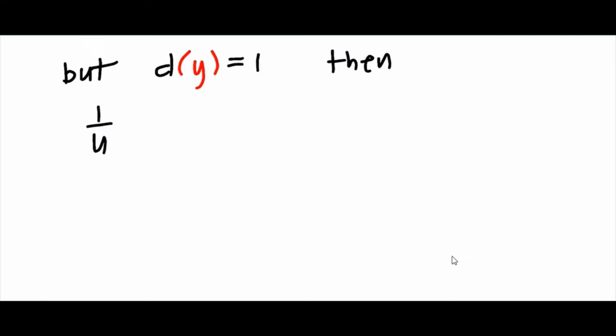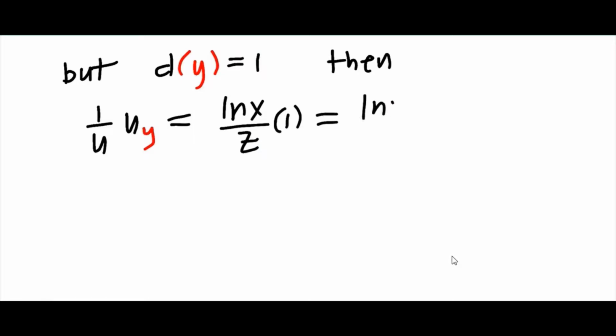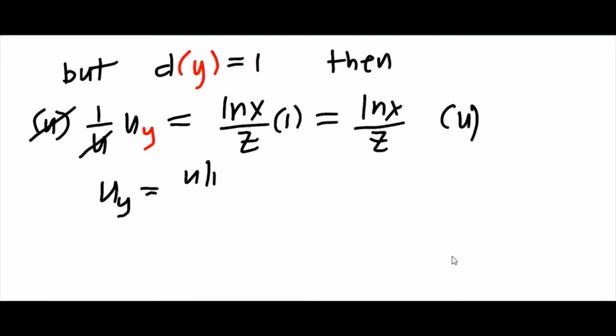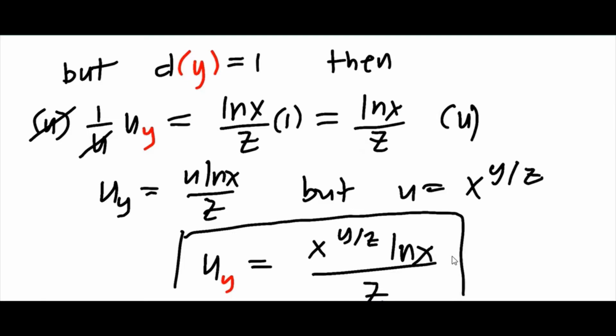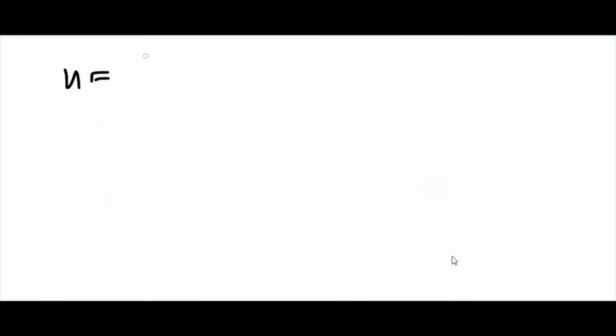Then the equation becomes 1 over u times u sub y is equal to ln of x over z times the derivative of y, which is 1. Then after that, we'll have to multiply u to both sides to cancel u out. Then what remains in the left side of the equation is u sub y, and that equals u ln of x over z. But u is just equal to x to the y over z, that's why we're going to substitute that to our equation. U sub y is equal to x to the y over z times ln of x all over z. Then that's our first partial derivative with respect to y.